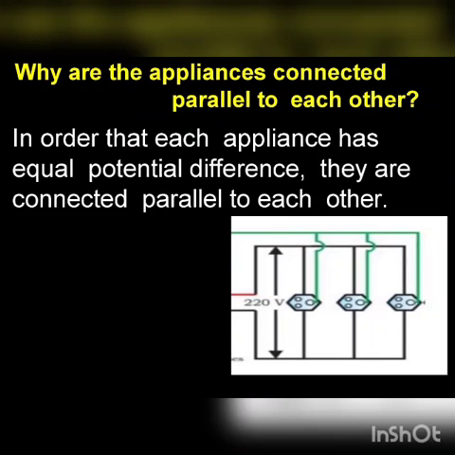Why are the appliances connected parallel to each other? In order that each appliance has equal potential difference, they are connected parallel to each other.